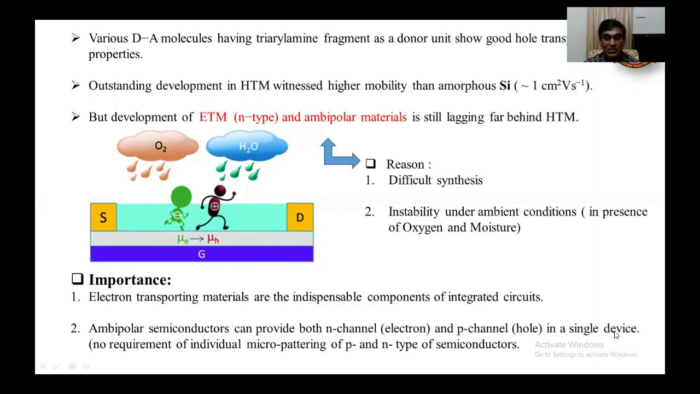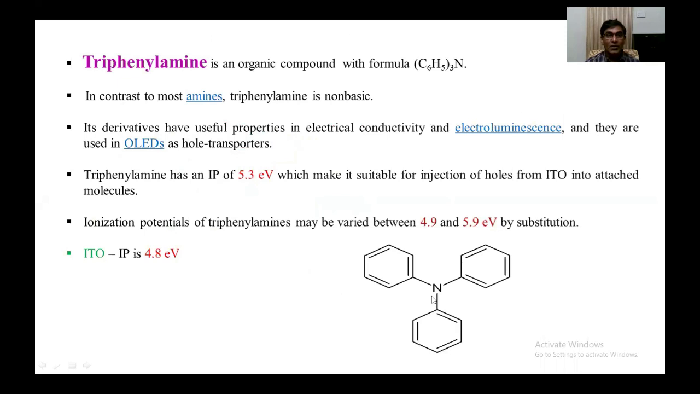Now this is the triphenylamine molecule, a simple organic molecule which is non-basic, in contrast to most amines. So this is the molecular formula with three phenyl rings. This is the tertiary nitrogen. And triphenylamine and its derivatives have useful properties in electrical conductivity and electroluminescence, and are used in OLEDs as hole transporters.